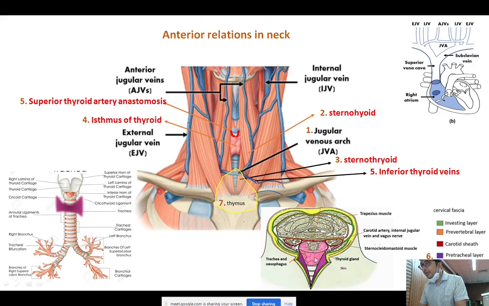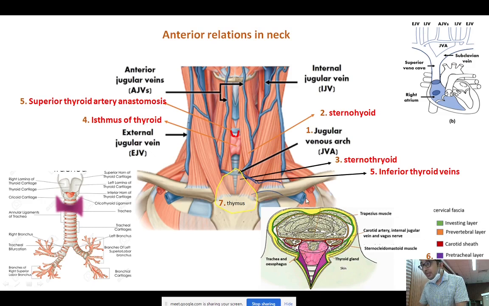Okay, after that you will be getting the trachea. Okay, and the isthmus of the thyroid. Above the isthmus, the superior thyroid artery. Before that, all these muscles, sternohyoid, sternothyroid. Okay, above the thyroid, the superior thyroid artery anastomosis, along with the jugular venous arch. See, I have just tried to draw.